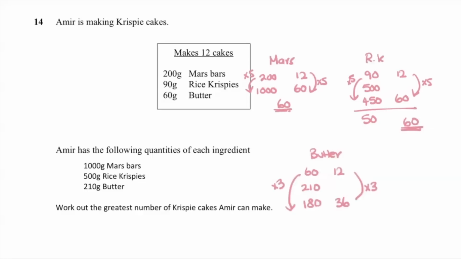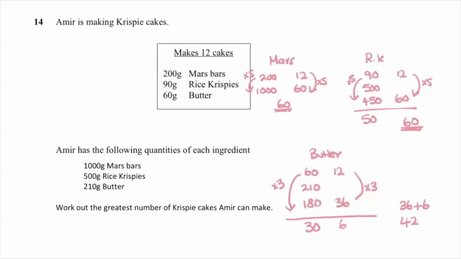I'm not going to be getting 60 out of the butter, but I have got to get as many as I can. So I do need to consider what's left over. So I've got 210. I've used 180 to make 36, which means I have 30 left over. Now, 30 is half of my 60. So 30 grams is going to make me half the quantity, which is 6. If I add the 36 and the 6 together, I will get 42.